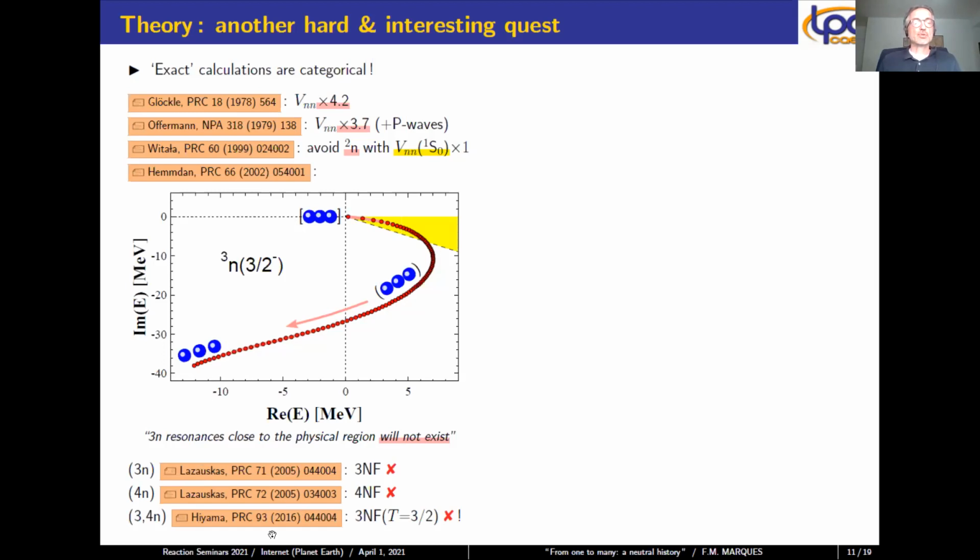And in 2016, after the RIKEN result, they worked with Hiyama-san at RIKEN to try another thing, add a 3-neutron force in the T=3/2 channel, and again, they reach exactly the same conclusions.